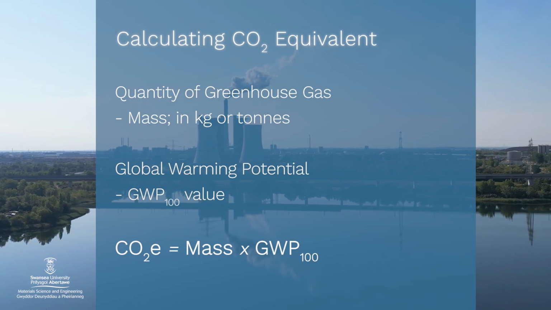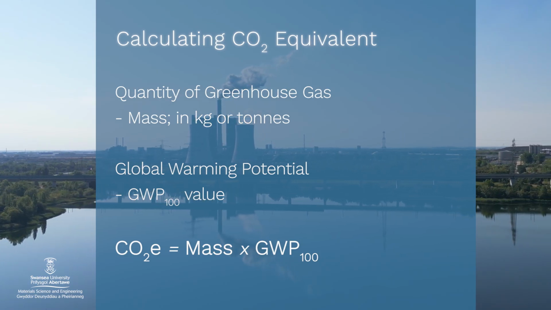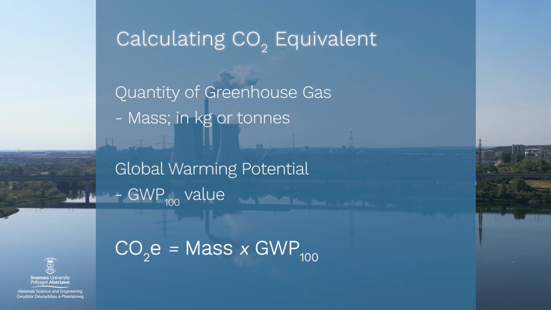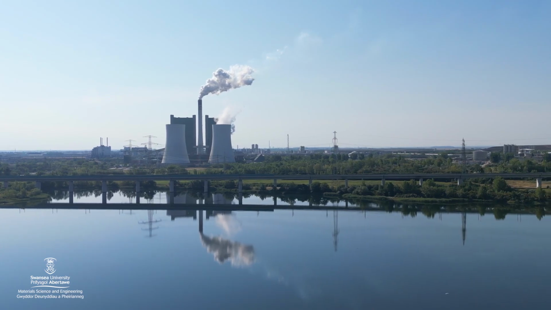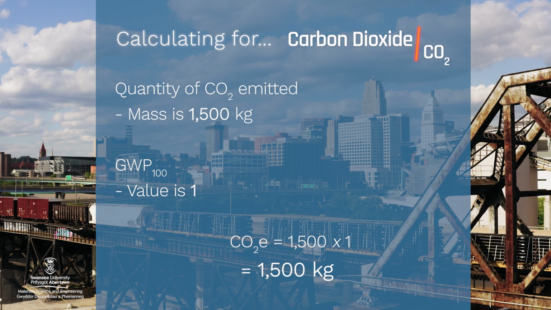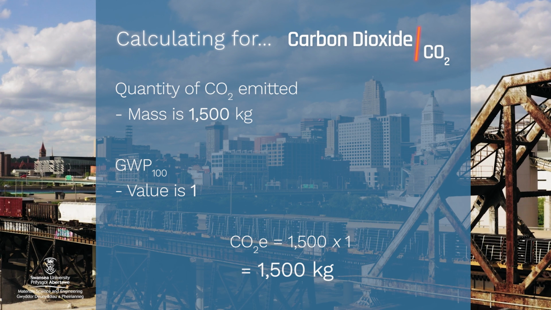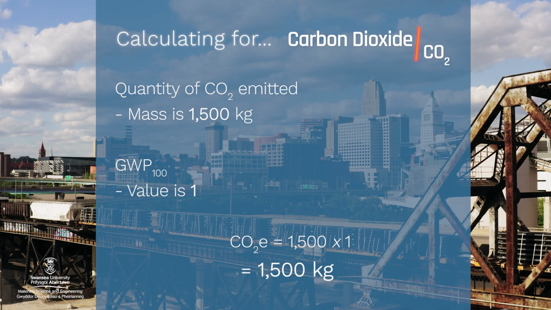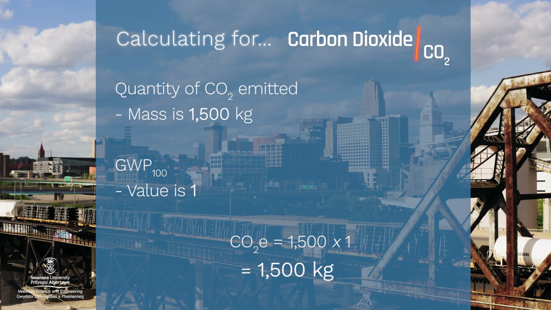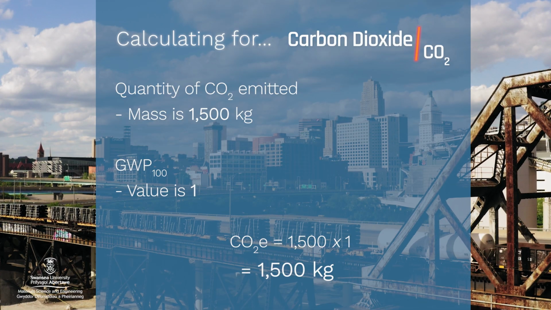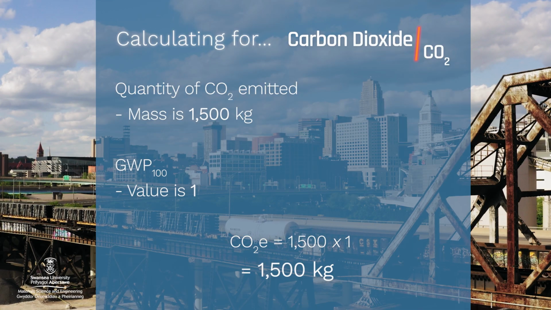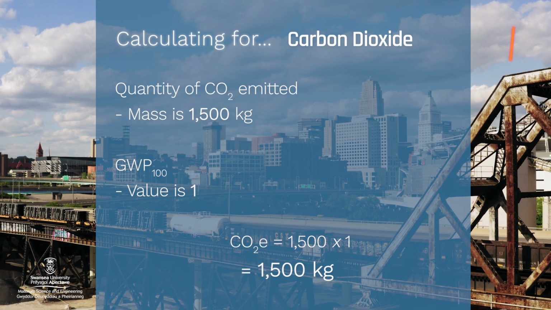It's worth noting that the GWP 100 is what's commonly used, although a different time frame could be considered, which is a detail to keep an eye on. Take the example of carbon dioxide. Let's say 1500 kilograms of CO2 has been emitted, so we have our mass. We also know that the GWP 100 for CO2 is 1. We multiply these two values to give us a carbon dioxide equivalent of 1500 kilograms.